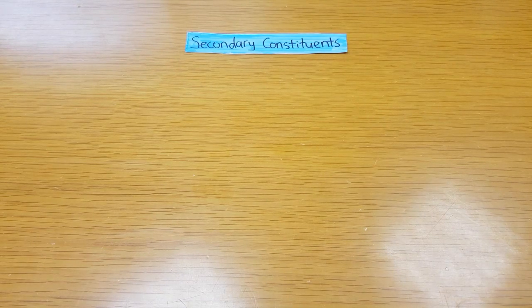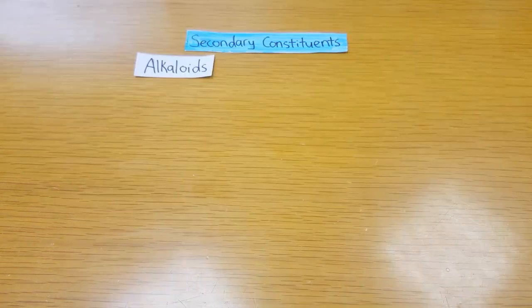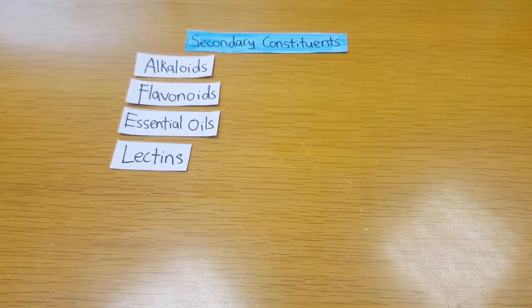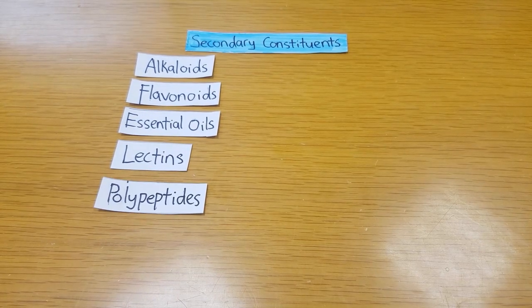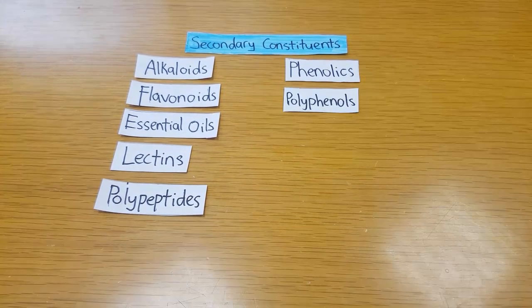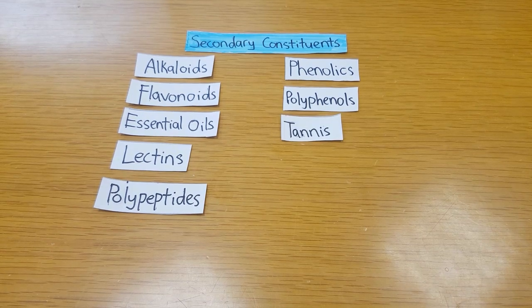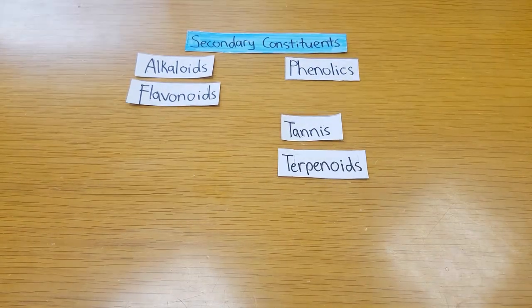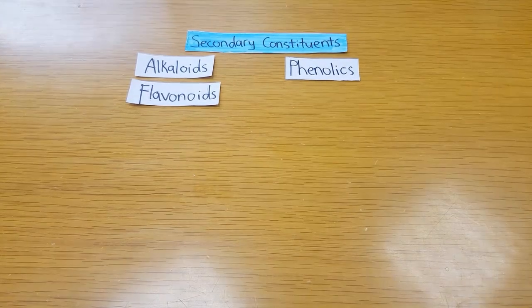Some of the useful major groups of phytochemicals can be divided into several categories that include alkaloids, flavonoids, essential oils, lectins, polypeptides, phenolics, polyphenols, tannins, and terpenoids. But we will focus on alkaloids, phenolics, and flavonoids today.